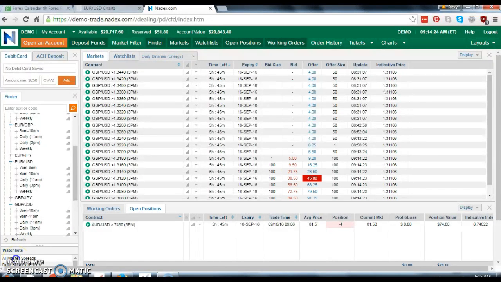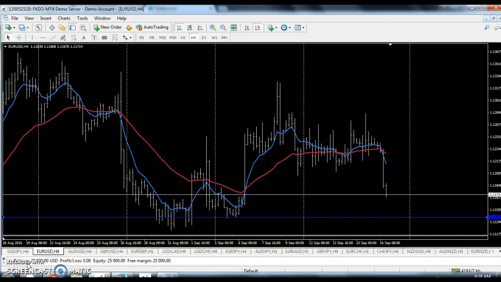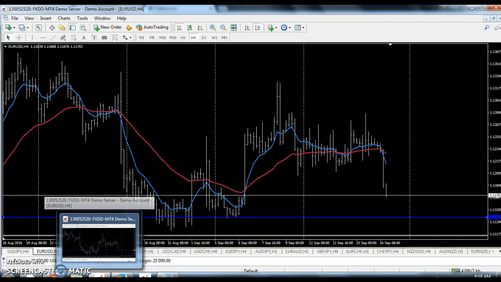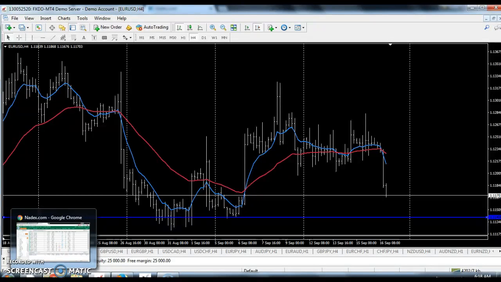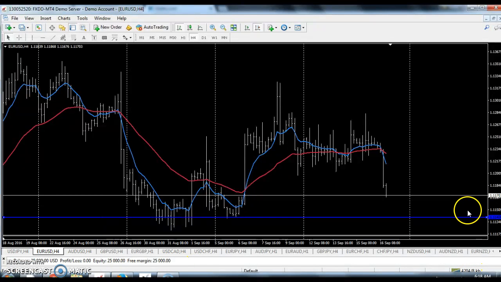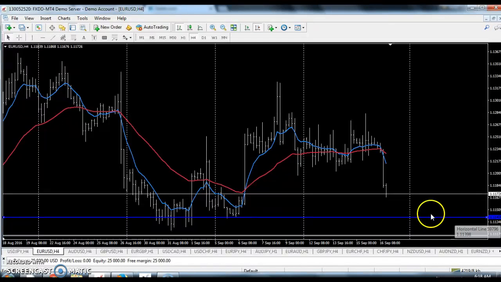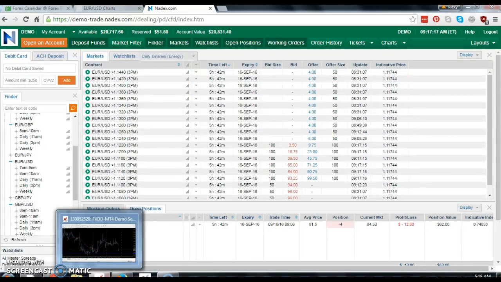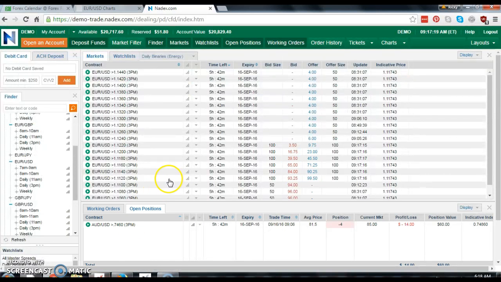Okay? Hi everybody, it's Ricky. I'm back, and I'm executing another trade here. I like the strike point of 1.1140 on the Euro USD. It was trending here. The moving averages just crossed. They're steep and down, and on the trade I'm taking, there's almost 6 hours left.